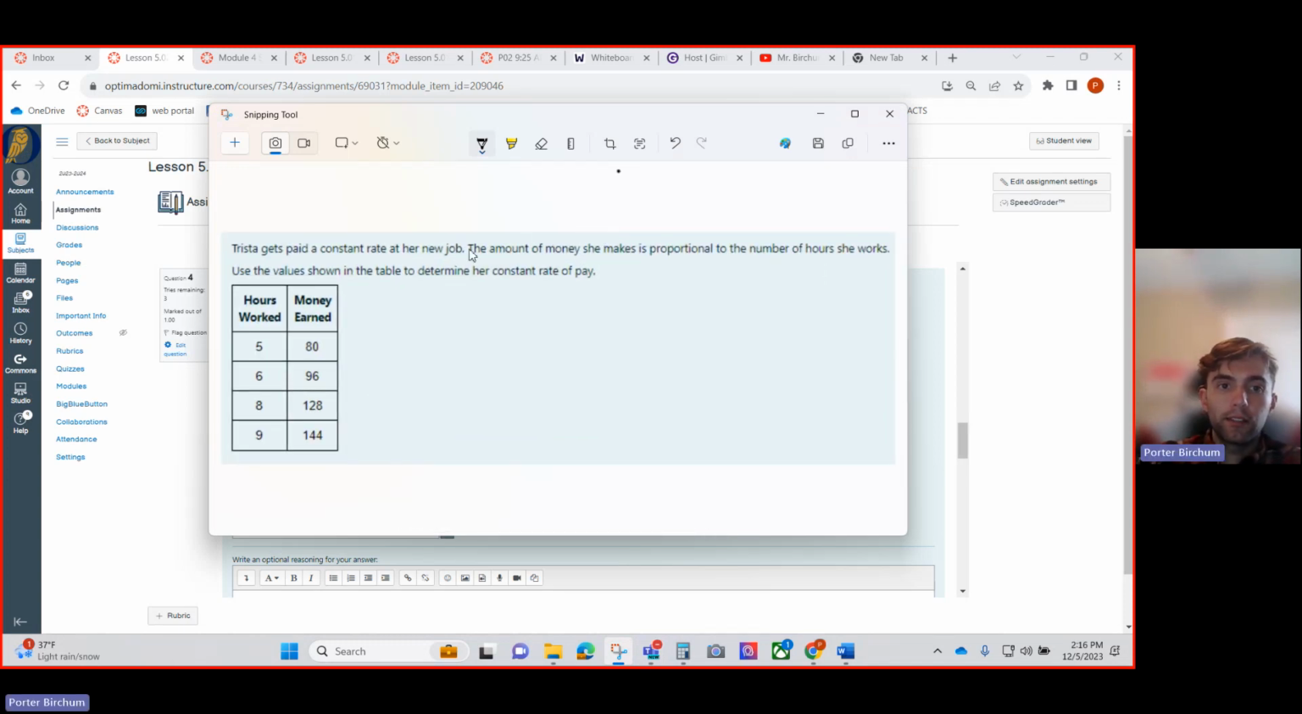Question 4. Trista gets paid a constant rate at her job. The amount of money she makes is proportional to the number of hours she works. Use the values shown in the table to determine the constant rate of pay. So, to find the constant of proportionality, we can use this version of the formula, y divided by x equals k. Also, finding the constant of proportionality is the same as finding the unit rate.